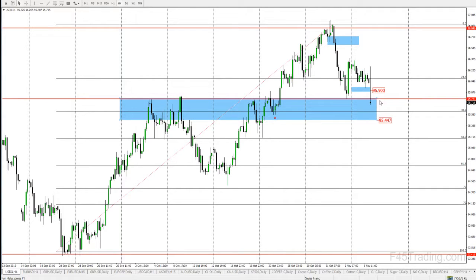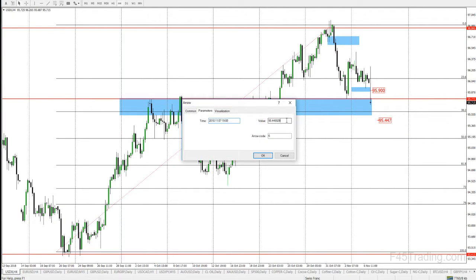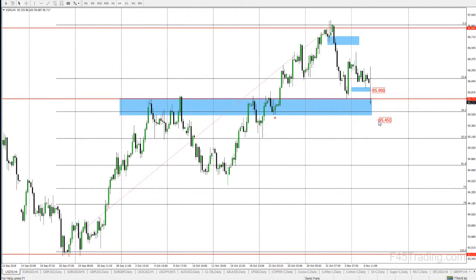Yeah, roughly right around there. I'll make the number here, round it off to a 5 level. So that could be their target to the downside, if they get any momentum behind this move.